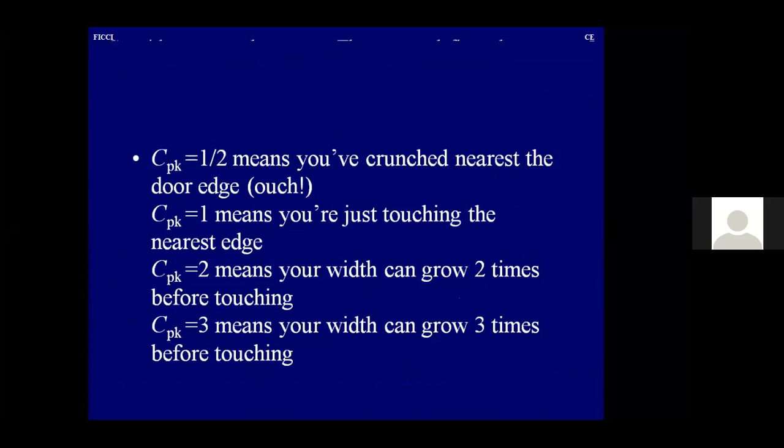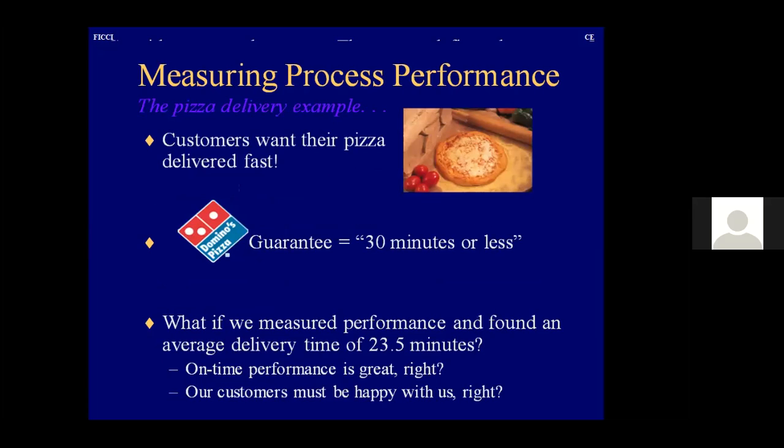So when you say capability is half, that means your car is wider than the garage size, you would definitely crash. Capability is 1, that means the size of the car is equal to the garage size. That means you are just touching the nearest edge. Capability is 2, that means your specification limits are almost 2 times. So that means you still have the flexibility to grow 2 times before touching. And similarly, 3, you can grow 3 times before touching. So that is how we understand capabilities. This is a very good example of showing why Six Sigma is very important.